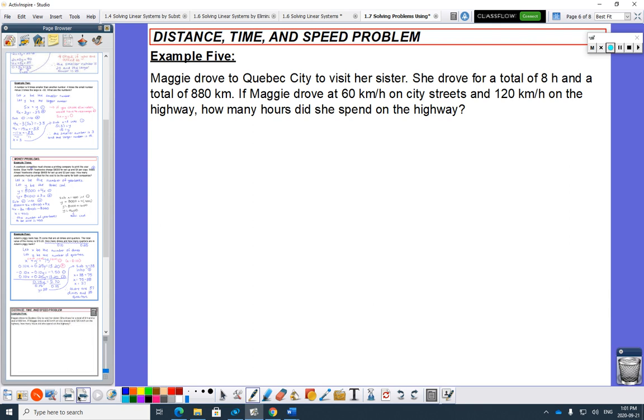So again, now we have two units. We have hours and we have kilometers. So we're going to split those up when you do your equations. If Maggie drove at 60 kilometers per hour on city streets and 120 kilometers per hour on the highway, how many hours did she spend on the highway? So the question is asking us how many hours did she spend on the highway, then the other option is how many hours did she spend on the city streets, okay?